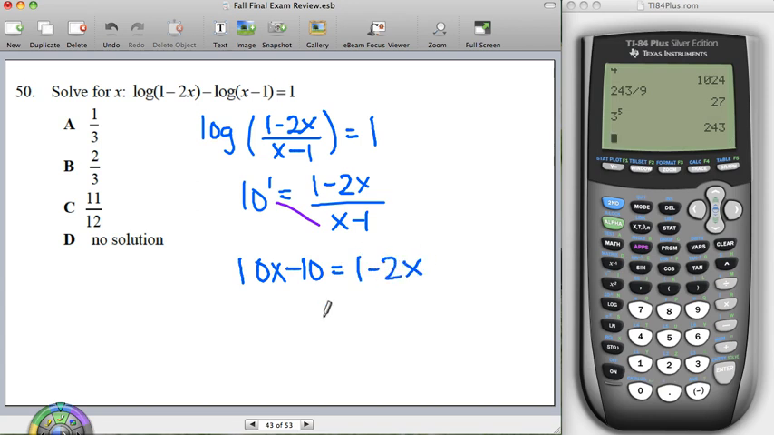Add 2x to both sides, add 10, and you get x equals 11 twelfths, which is C.